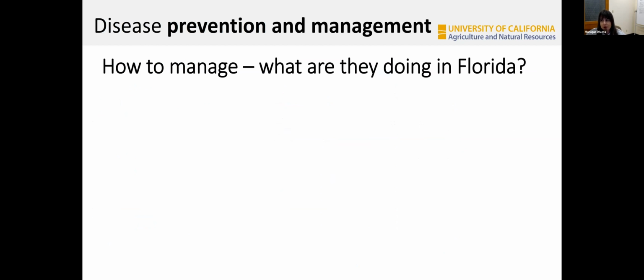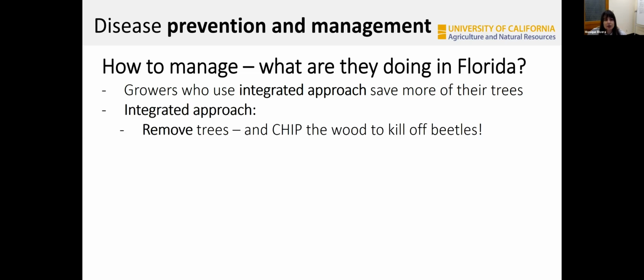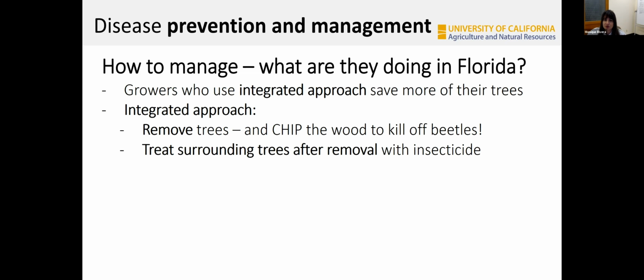So what is going on in Florida? They have this, it's obviously killing off a lot of trees, natural and otherwise. And basically when I was there, there were growers that were successfully managing the presence of the disease, ripping out trees and replacing trees. But this was all hinged on using an integrated approach to save as many of the trees as they could. And that really involves removing the trees and then chipping the wood to kill off the beetles. So if you go out there, you remove your tree and you turn it into logs, well, the beetles are still living in the logs, so it's not good. They have to be chipped, which is unfortunate because that makes the tree removal that much more expensive.